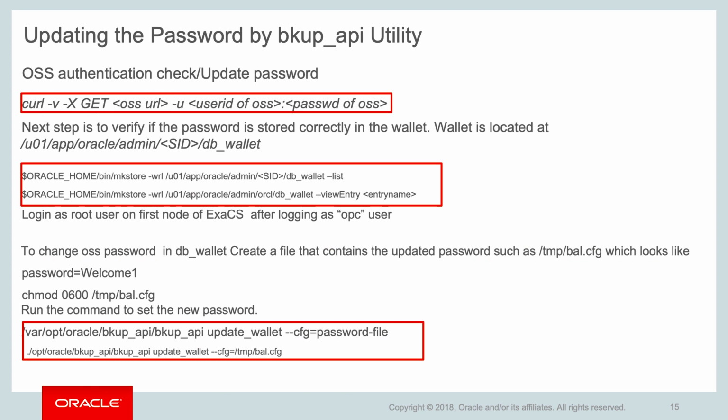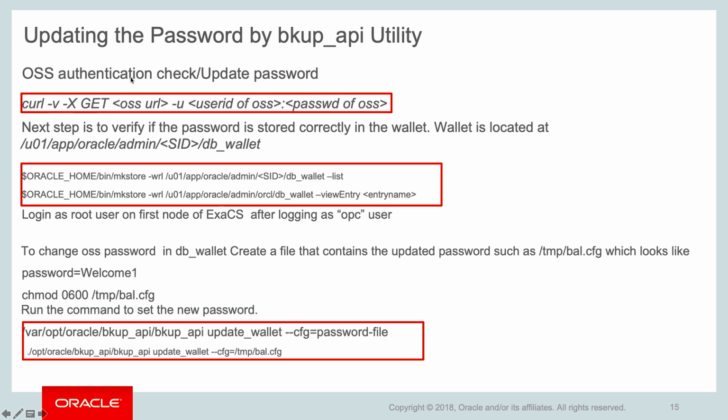Okay, so now we will take a look at how to update the password by backup API utility. You've seen when we started, I had to provide object storage credentials, and there are chances that you will be updating it as part of maintenance or your policy within the organization. You need to change the passwords from time to time. In those cases, you should have a way to update the password for your backups.